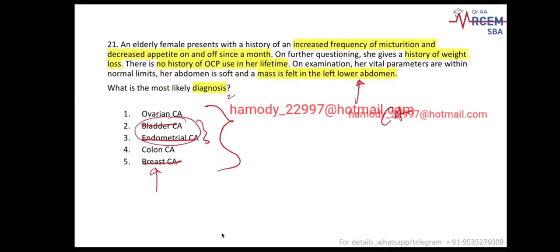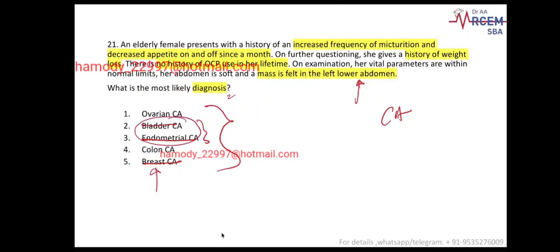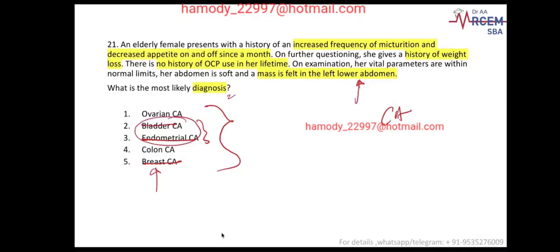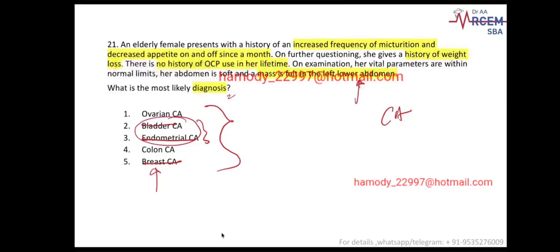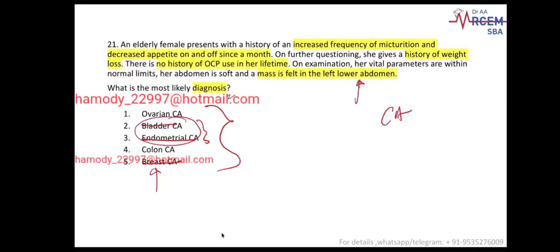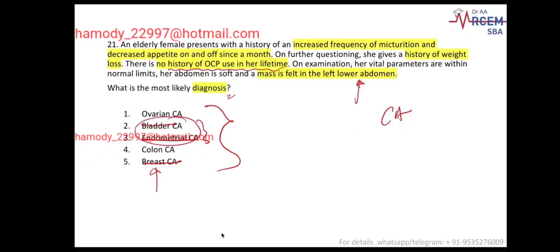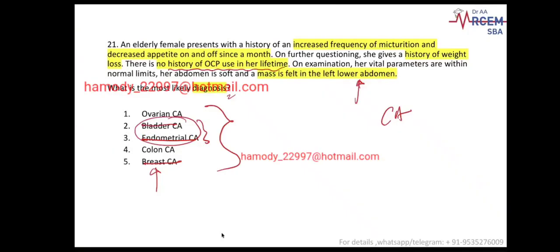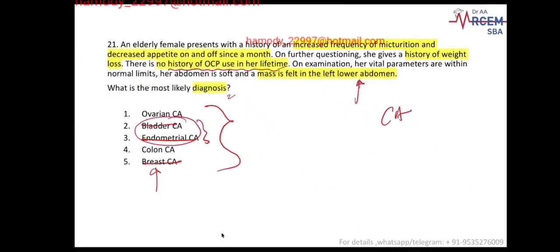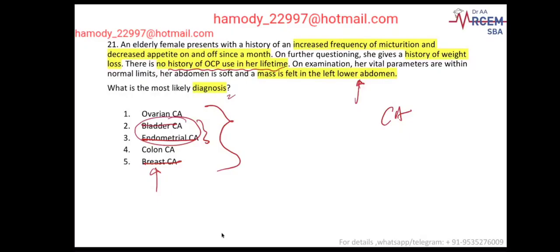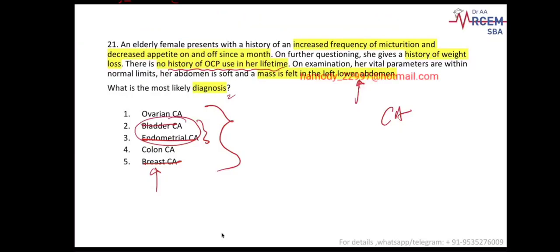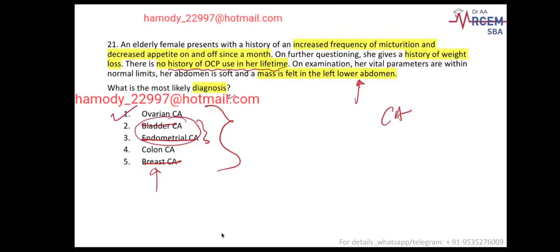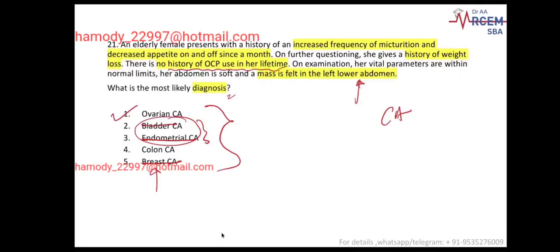Same thing here, middle of the lower abdomen, you will be seeing the mass. So we are left with a colon CA and ovarian CA. They specifically mention here that the patient has not taken OCP in the entire life. If they take an OCP, it is protective against an ovarian CA. As they have not taken an OCP in the entire life, we are more thinking of an ovarian CA in this patient rather than a colon CA.